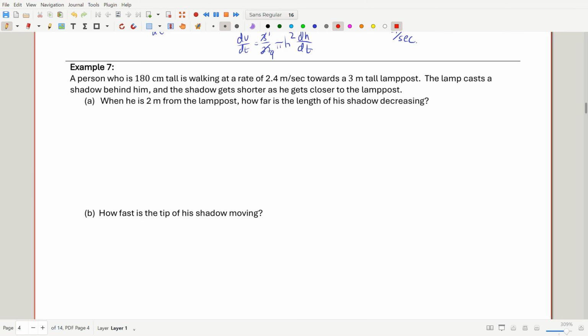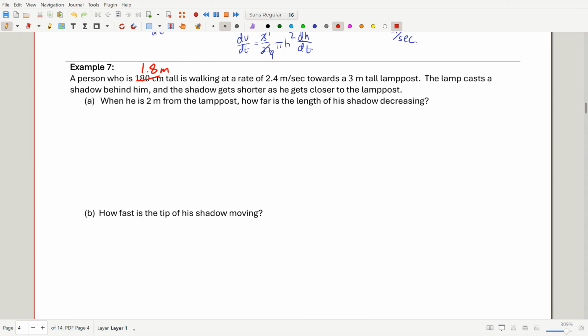So example 7 says, a person who is 180 centimeters tall is walking at a rate of 2.4 meters per second towards a 3-meter tall lamppost. We need everything in the same units. So this is 2.4 meters. This is 3 meters. How many meters is 180 centimeters? 1.8, yeah. Cool. So we'll just call that 1.8 meters and get that out of the way right at the beginning.